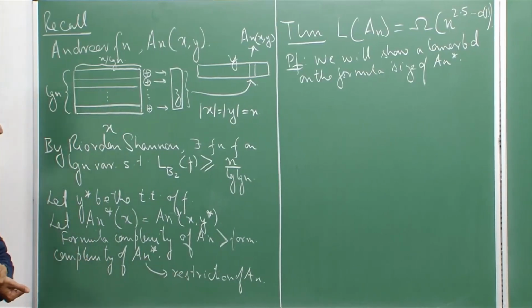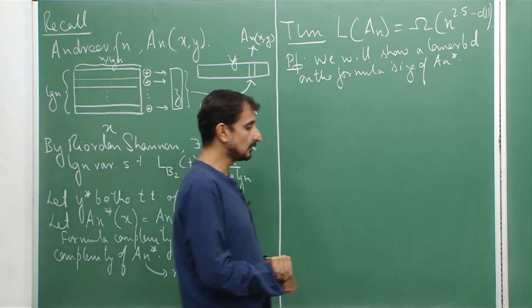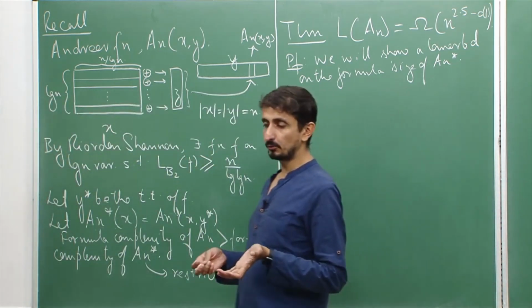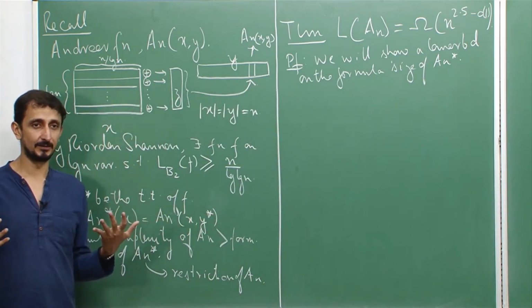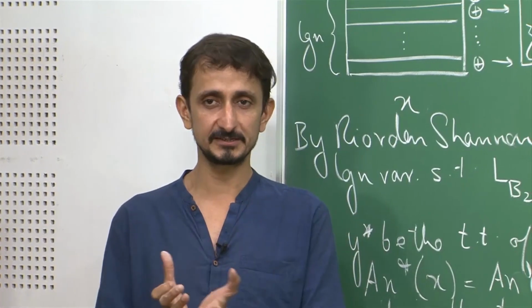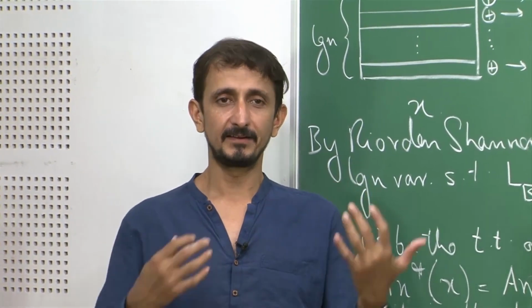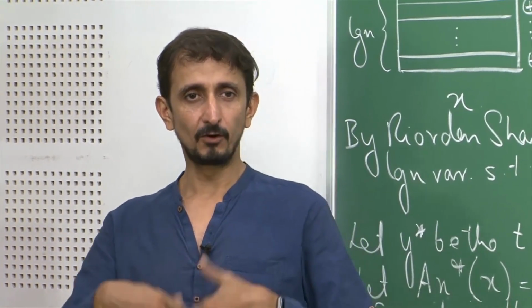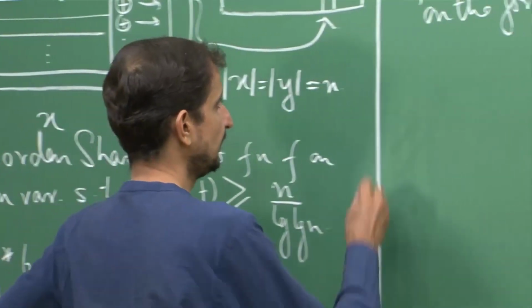So, how do we show a lower bound on the formula size of A_n star? Again, the way we will show a lower bound is by looking at random restrictions. We will try to see how we can apply Subbotovskaya's theorem. Recall that Subbotovskaya's theorem says that if you look at a random restriction, then we can characterize the expected size of the formula for this restricted function in terms of the size of the original formula.